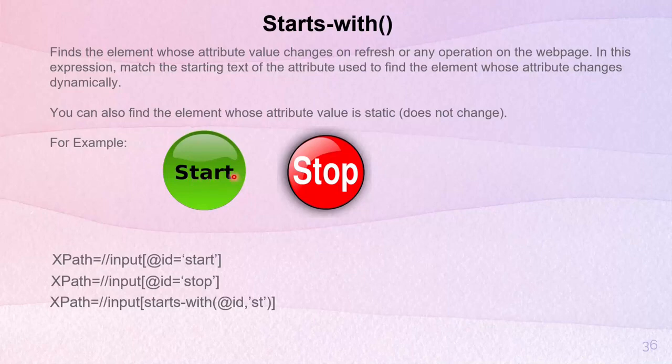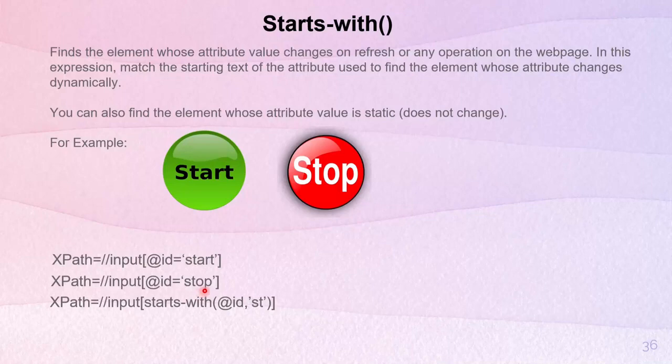Now for example, over here you can see we have the buttons start and stop. If I want to inspect the start button, I want to identify the start element. What I'm going to do is write slash input, input @id is equal to start. This will locate the start button only and not the stop button. Because after clicking on start, the value is changing to stop, right? So it will only identify the start button. What about stop? For that, I have to write input @id is equal to stop. Over here also, it is identifying only the stop button and not the start button.